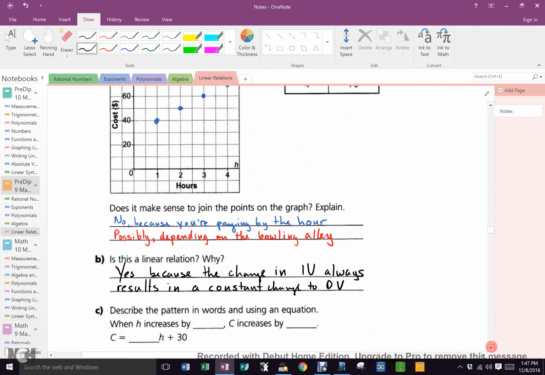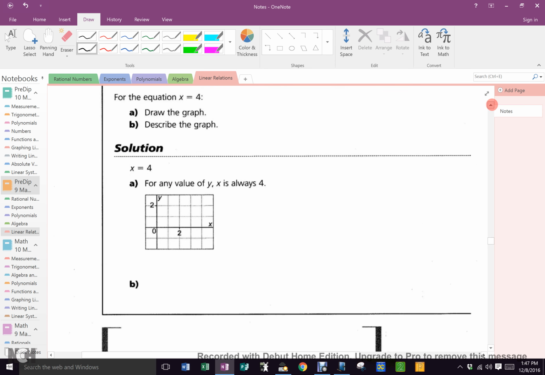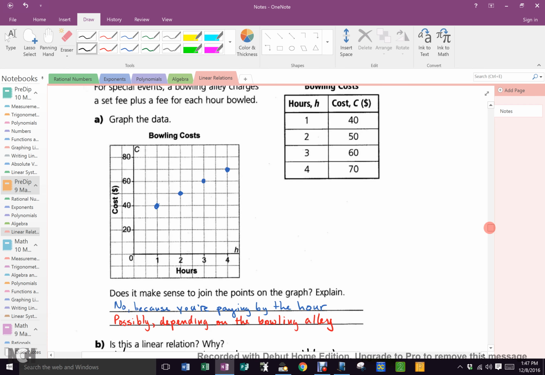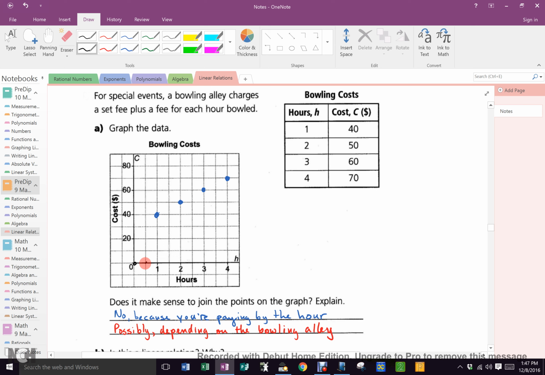Now, this is where it gets tricky. What am I asking you to do with that next question? Am I asking you to describe the pattern in reality, or how to describe what it looks like on the graph? Read the question. Sam says it's on the graph. You're going with the graph? Okay. So describe this to me. What's the pattern? When H increases by 1, C increases by 10. So if that was on the graph, it would look like this. When H increases by 1, C increases by 1, 2, 3, 4, 5, 6, 7, 8, 9, 10. Is that what it looks like? No. So what am I asking with that question?